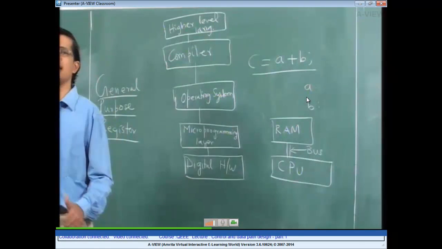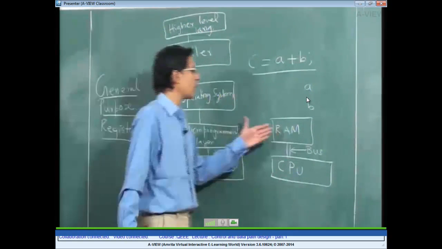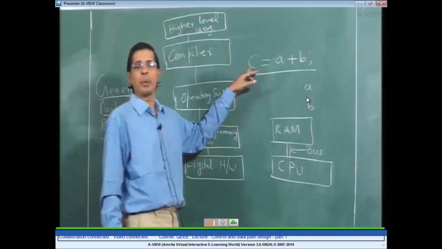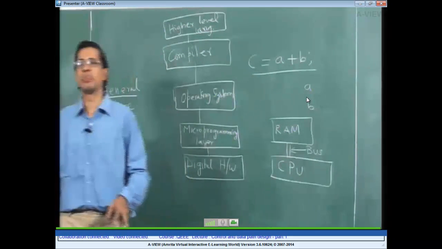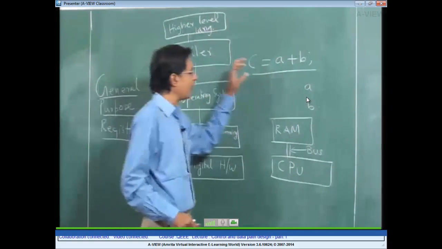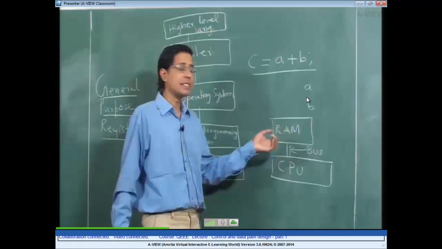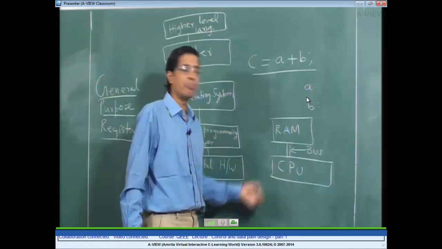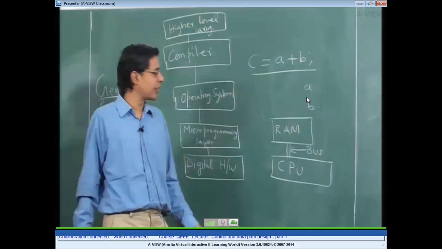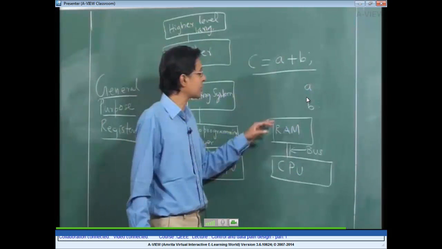All the instructions and the data necessary for the instructions to execute are initially stored in the RAM. For example, the moment you write a program, compile the program C equal to A plus B and start executing it, this entire program is loaded into the RAM. And then the instructions are fetched from the RAM. The data for these instructions are also fetched from the RAM, and they are executed in the CPU and results are stored back into the RAM.